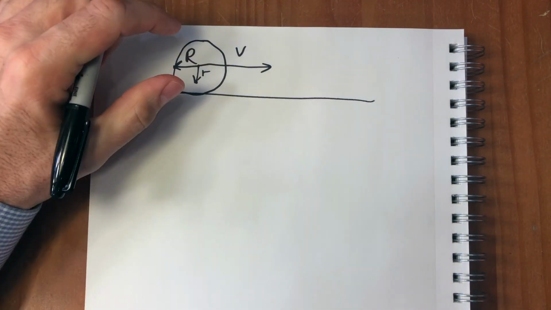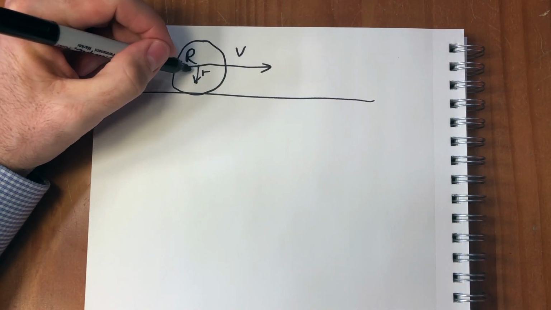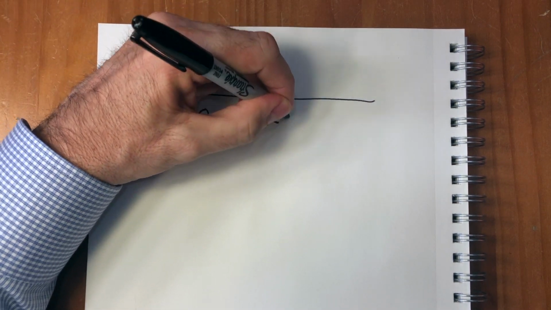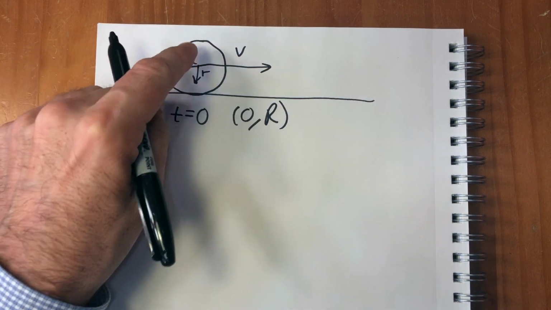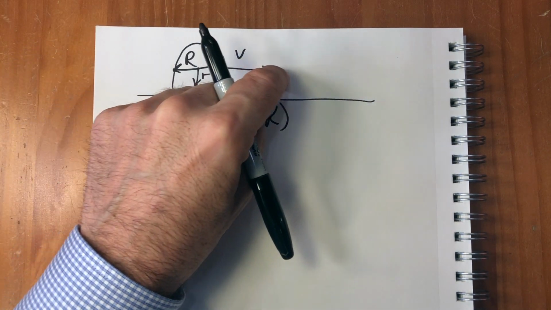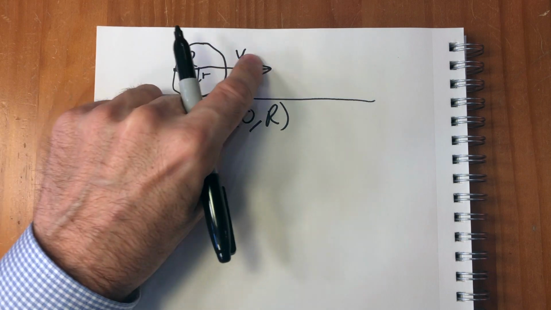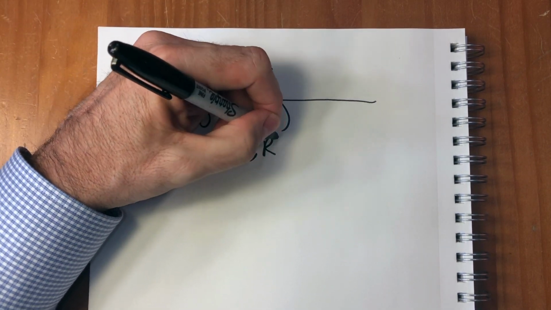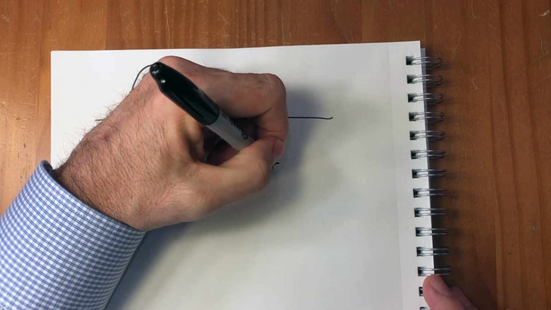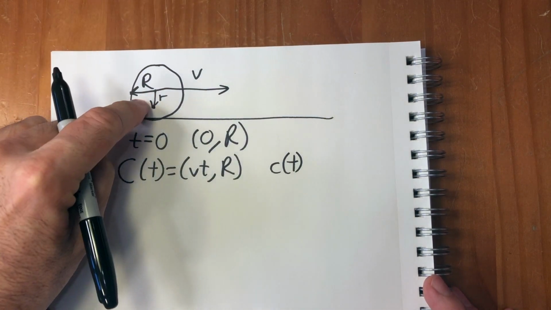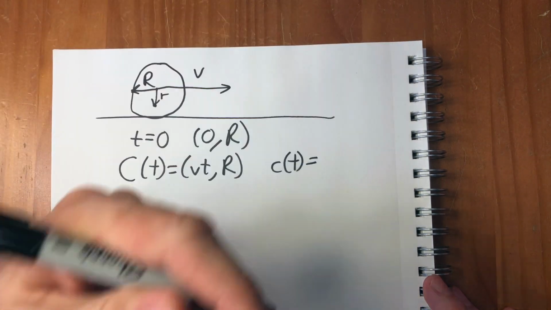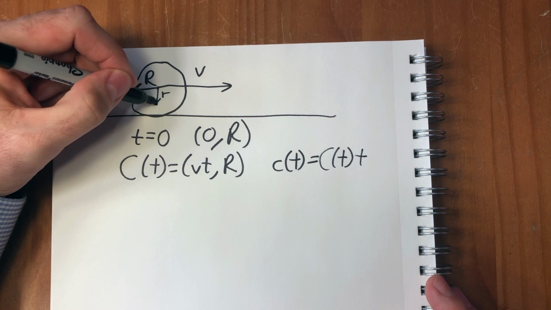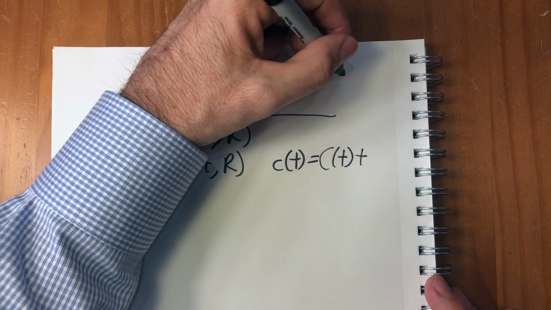The first thing we'll do is place the wheel along the x-axis so that the center at t equals 0 is 0, R. So it's R above 0 and it's at 0. And then the position of the center of the wheel as time goes by is just v times t. So we'll call that capital C of t equals vt, R. The equation that we're looking for is lowercase c, which will be the path of the point as the wheel turns. And that will be the center plus the position of the point relative to the center of the circle.